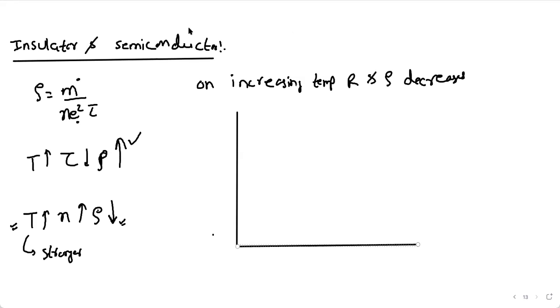So if I plot the graph, this is temperature in Kelvin. This is resistance or resistivity. This will be the graph. If you increase temperature, then resistance will decrease for insulator and semiconductor.